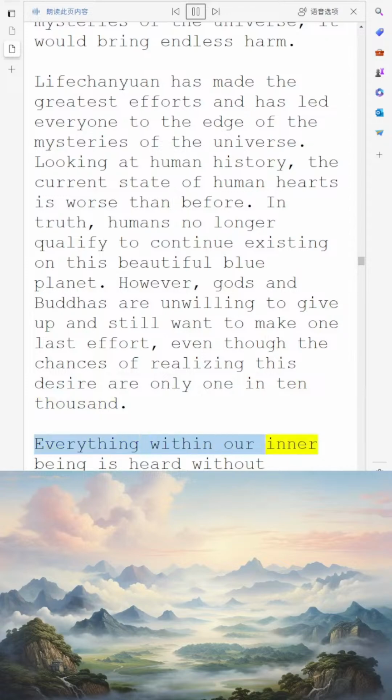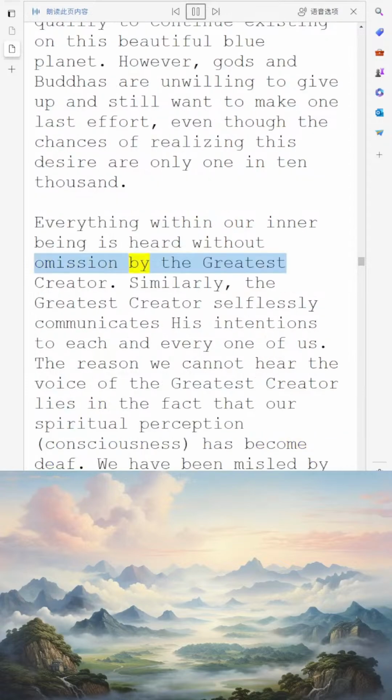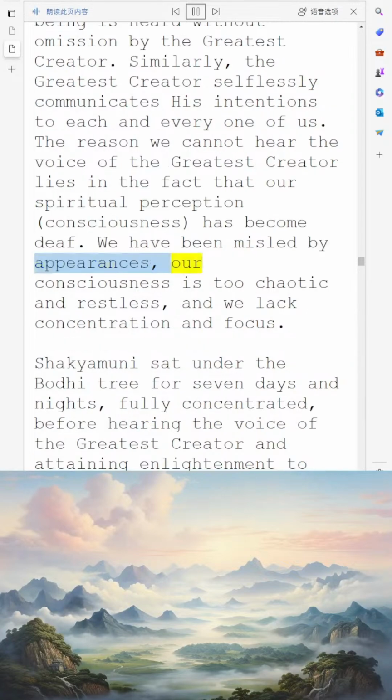Everything within our inner being is heard without omission by the greatest creator. Similarly, the greatest creator selflessly communicates his intentions to each and every one of us. The reason we cannot hear the voice of the greatest creator lies in the fact that our spiritual perception, consciousness, has become deaf. We have been misled by appearances. Our consciousness is too chaotic and restless, and we lack concentration and focus.